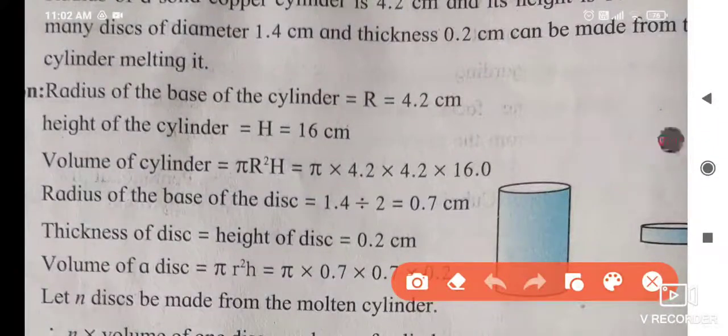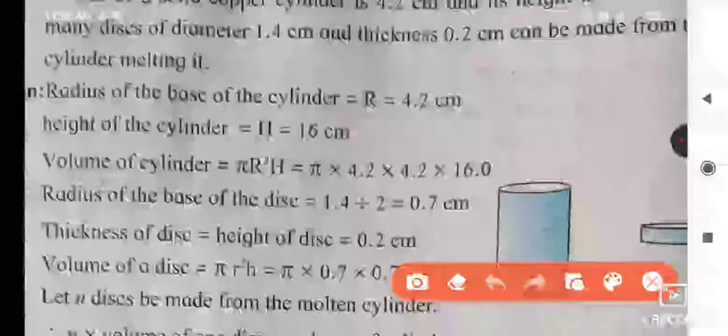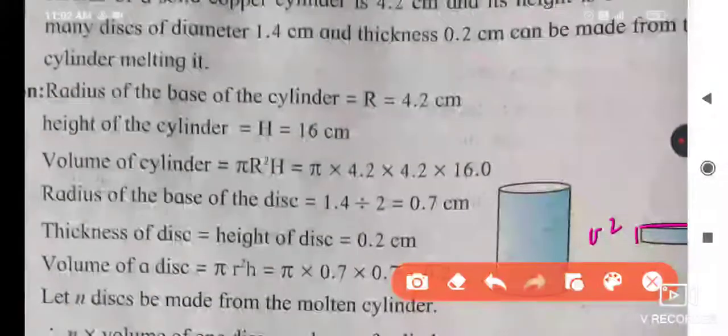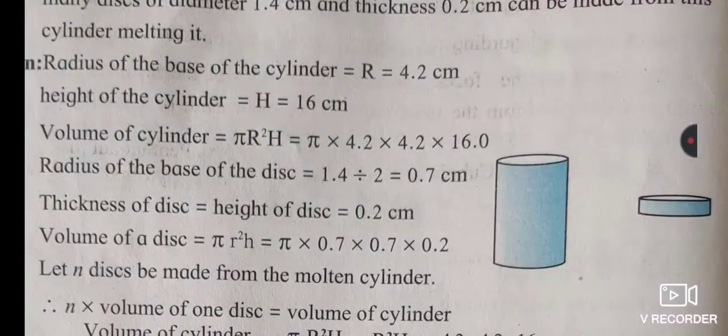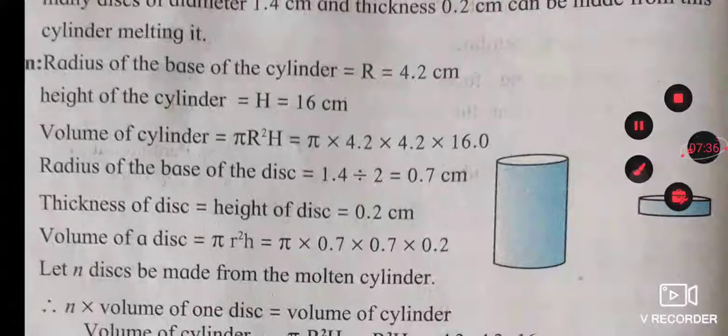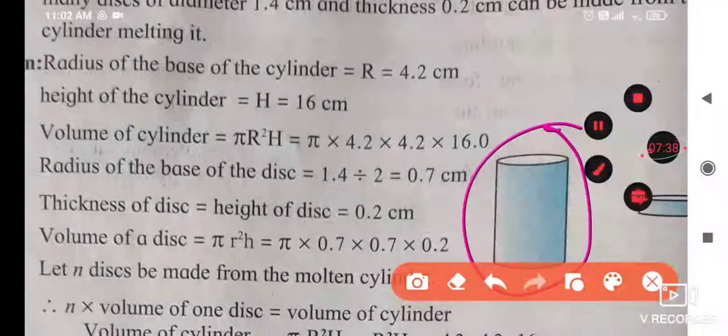What we have to do: the disc's diameter is 1.4 centimeter and the thickness is 0.2 centimeter. We have to make this type of disc from this cylinder. Then the question is how many discs we can make. When we melt this cylinder, we have to find how many discs like this we can make from it.